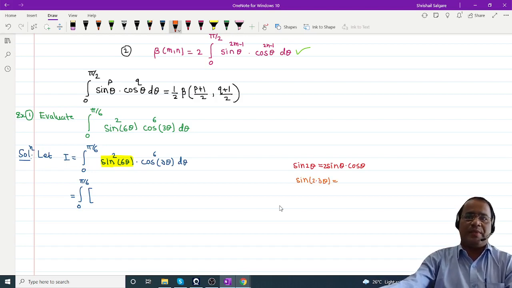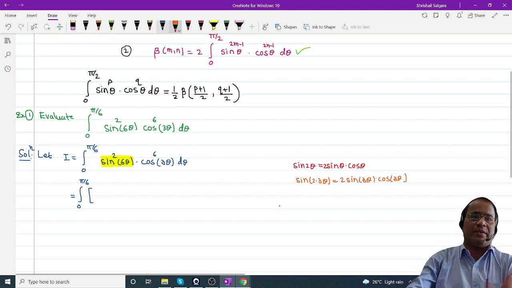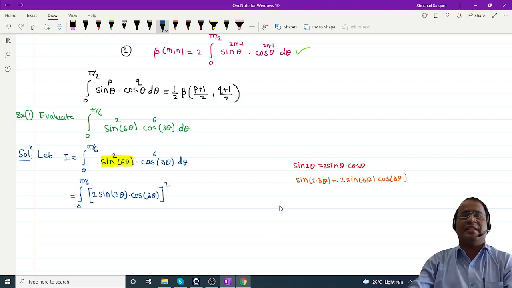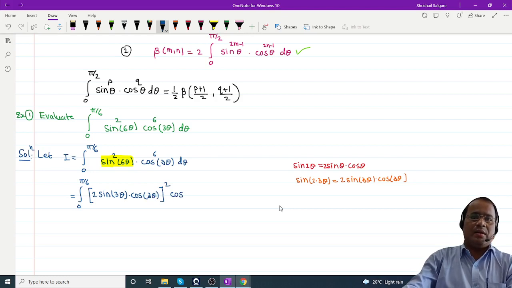So by this property it can be written as 2 sine of 3 theta into cos of 3 theta, its bracket raised to 2. Okay. So it can be written as 2 into sine of 3 theta into cos of 3 theta. Okay, only I am writing sine squared 3 theta multiplied by cos raised to 6 of 3 theta.